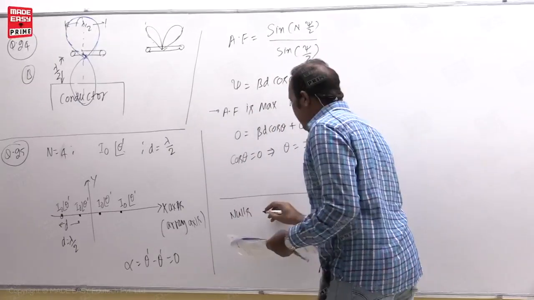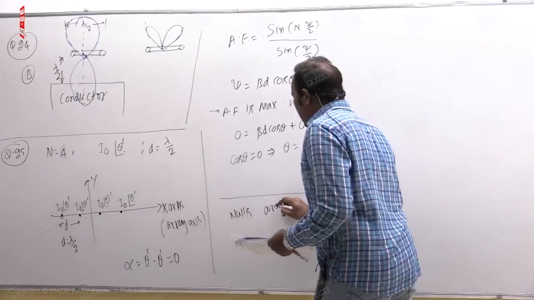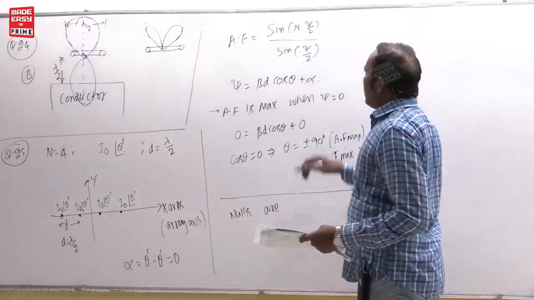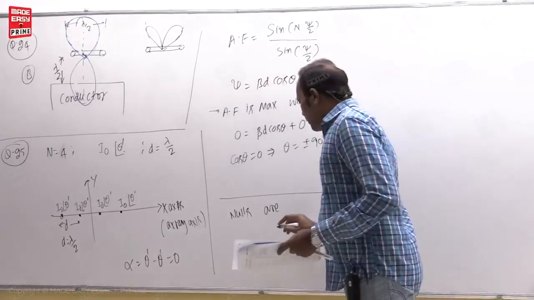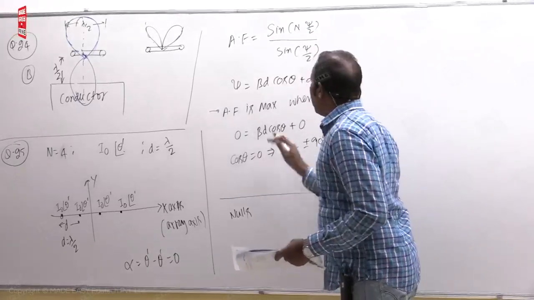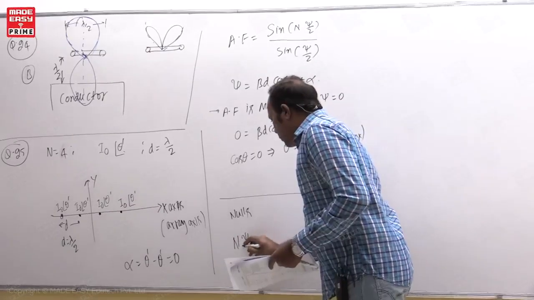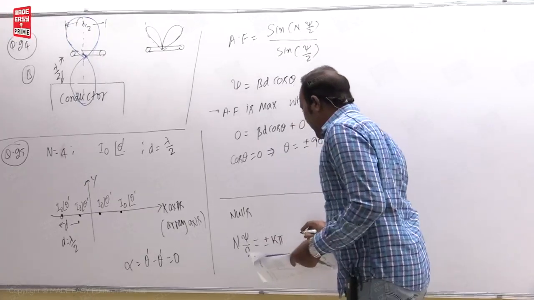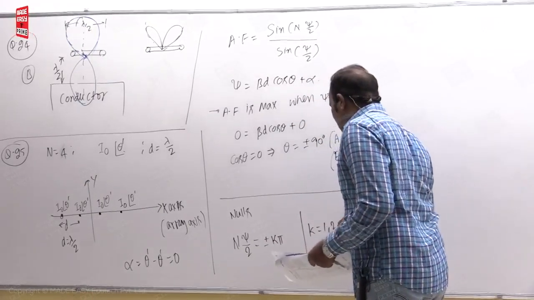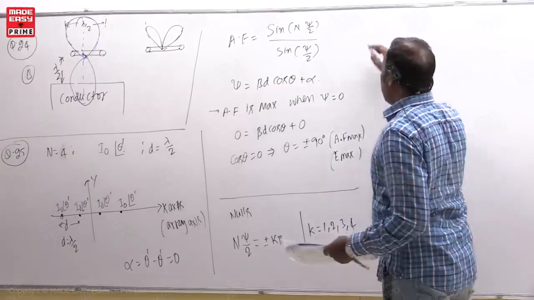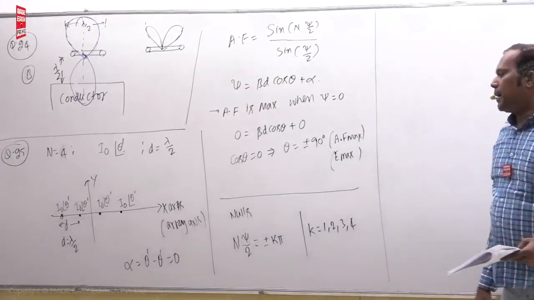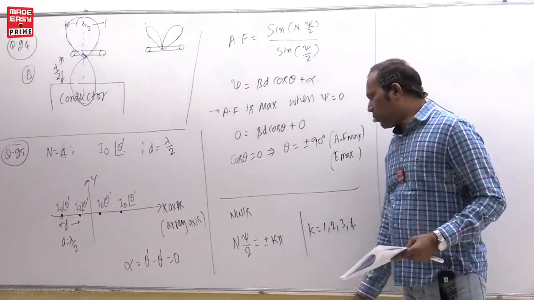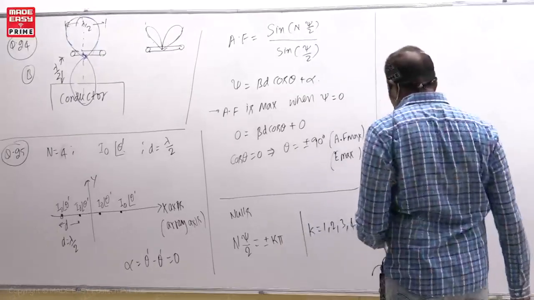Nulls are calculated as follows: N psi by 2 is equal to plus or minus k pi, where k is equal to 1, 2, 3, 4. That means in the field pattern, nulls are obtained whenever n psi by 2 is equal to plus or minus k pi. Here n is given as 4.